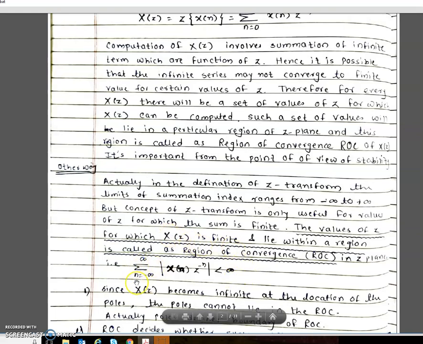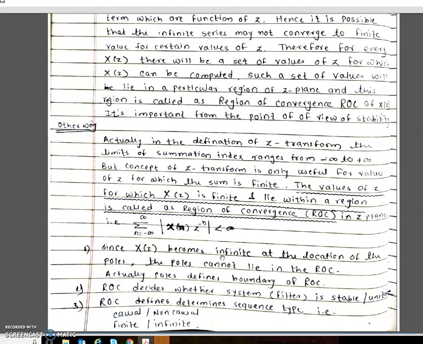So this is the equation, summation where n is changing from minus infinity to infinity, and whatever the z transform you are taking, if that is less than infinity, the system has stability. Then the system is stable.